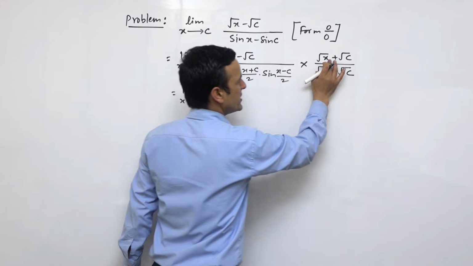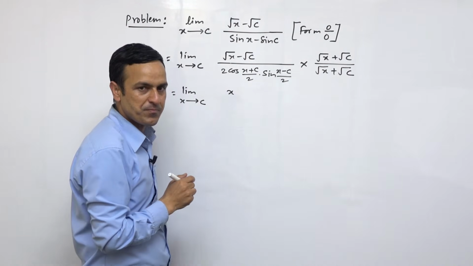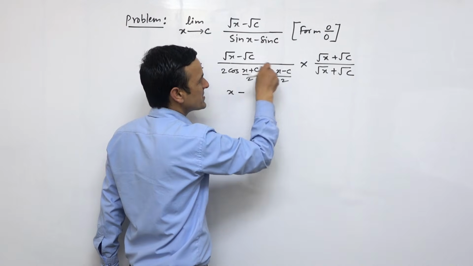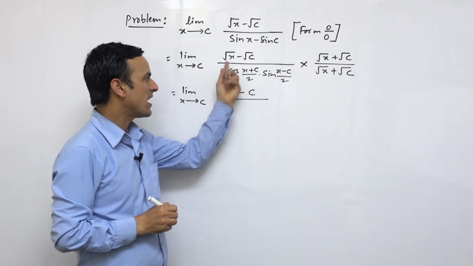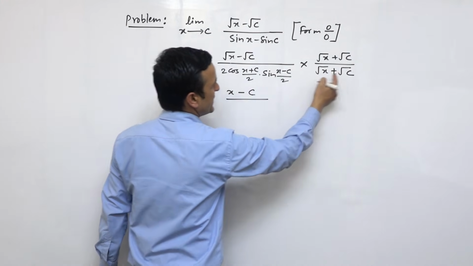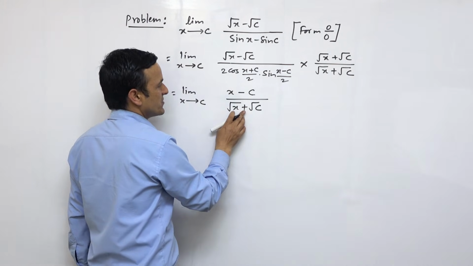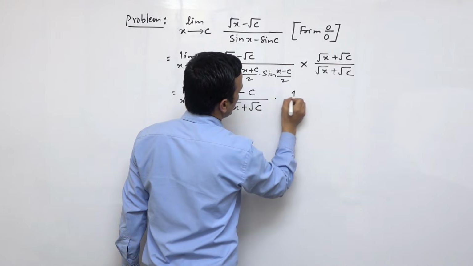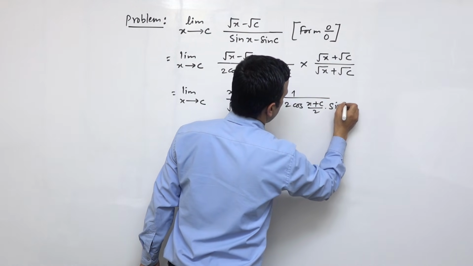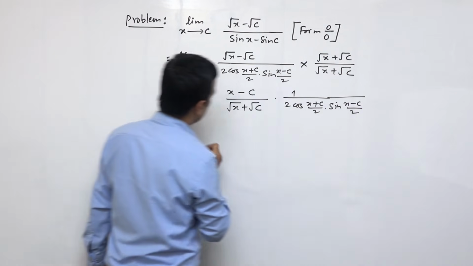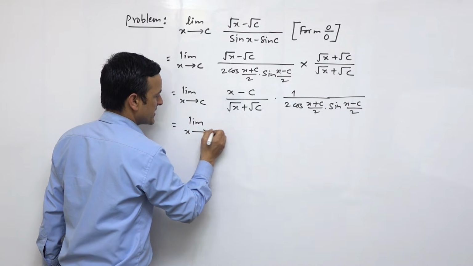So a minus b into a plus b: root x squared becomes x, and root c squared is c. So the total numerator becomes this after multiplying both terms, and here is root x plus root c, this term is written here, and here is 1 upon 2 cos x plus c by 2 and sin x minus c by 2. So now we can solve it by arranging the terms, limit x tends to c.